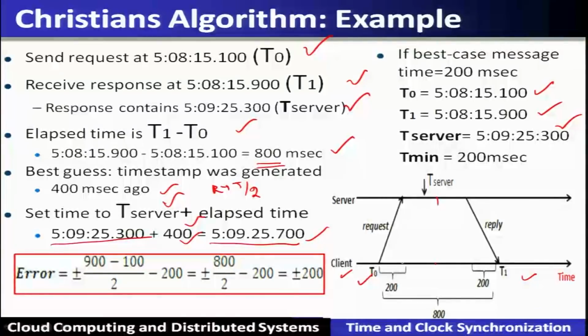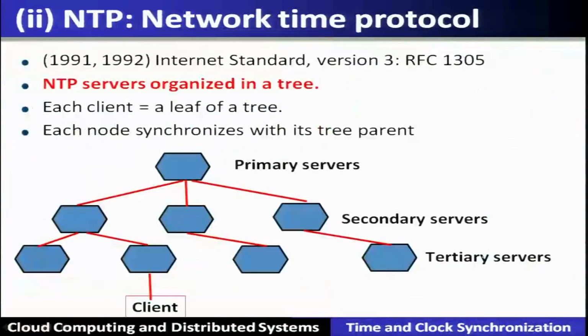Here we can see that the T min value is 200 milliseconds. Why? Because it is 400, so it is 200 and 200 becomes 400 in this particular case.